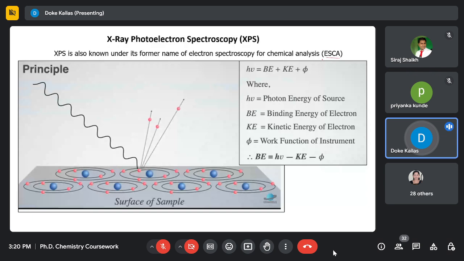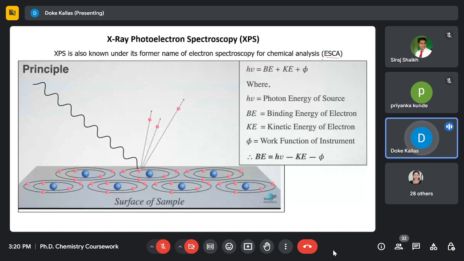This is the incident X-ray, and I told you that it is a surface phenomenon. We can estimate the surface of the sample by X-ray photoelectron spectroscopy only up to the 10 nanometer depth. So this is one atom, second atom, third atom, nucleus, electron. This is a core electron. This is a valence electron. So the electron is ejected. The energy of the X-ray is more, so it has the capacity to remove the electron from the core shell. And these are the beams of photoelectrons.